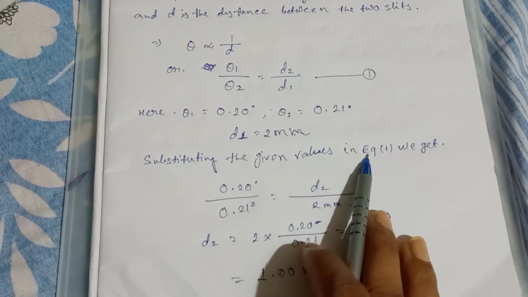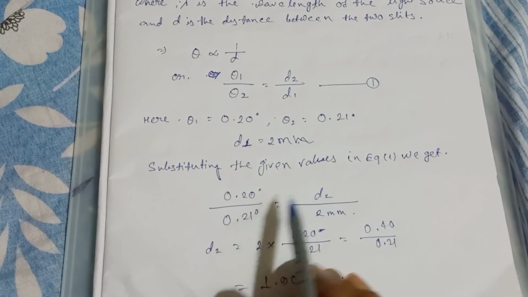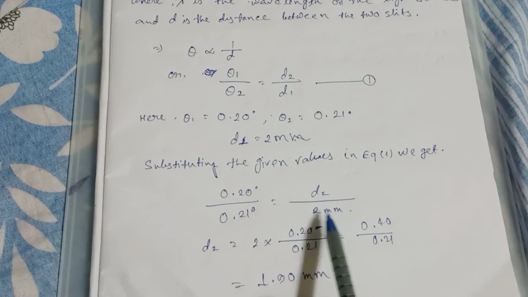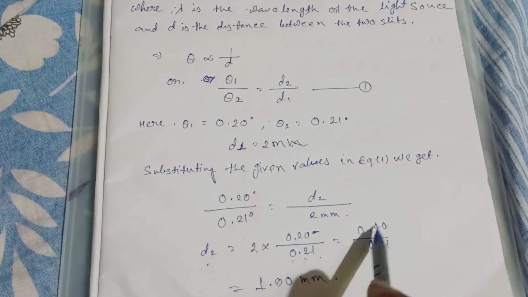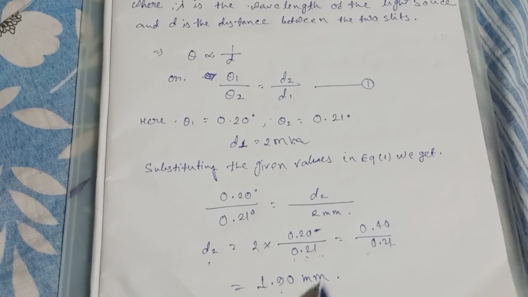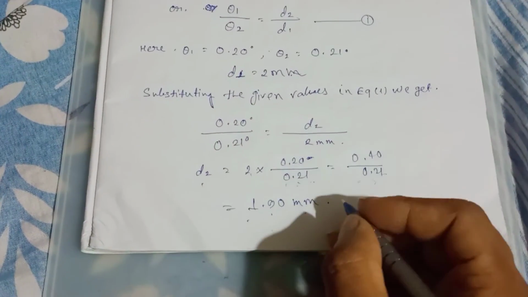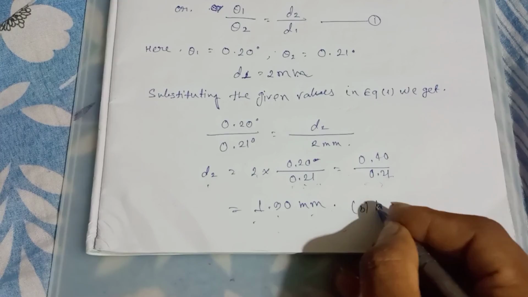Substituting the given values in equation 1, we get 0.20 degree by 0.21 degree is equal to d2 by 2 millimeter. So d2 is equal to 0.20 by 0.21 times 2, which is equal to 0.40 by 21, which is equal to 1.90 millimeter. B is the correct answer.